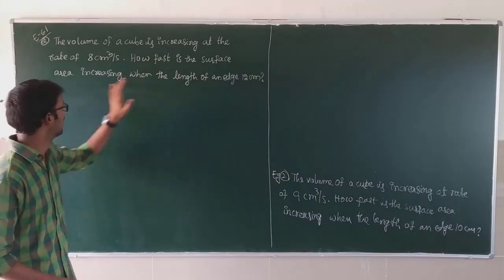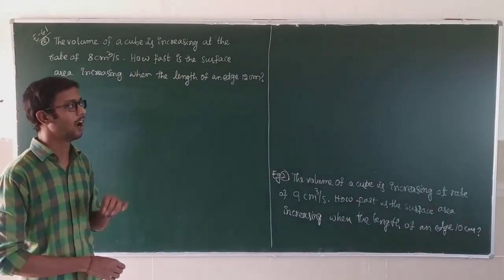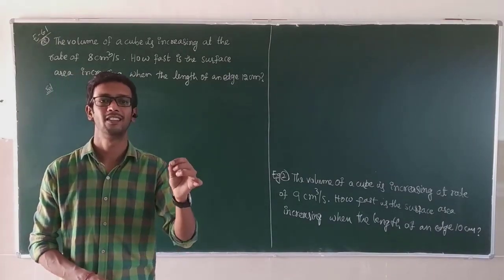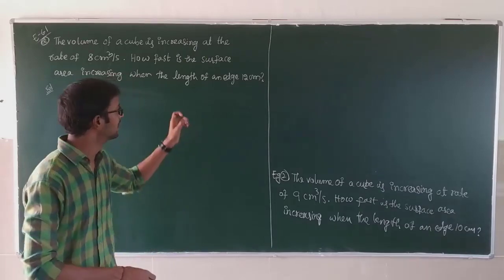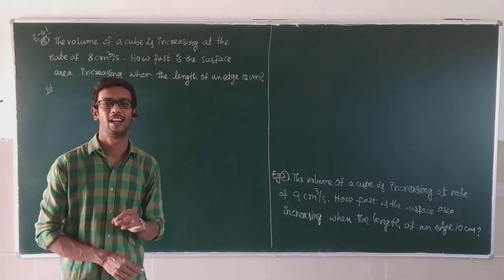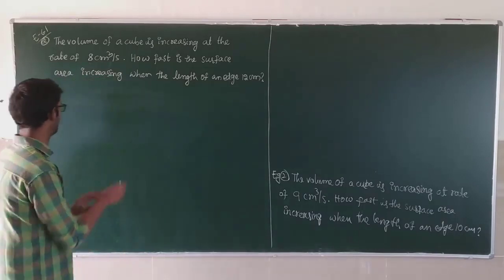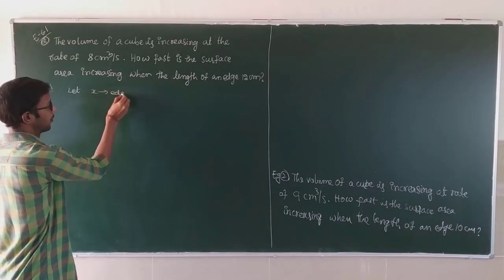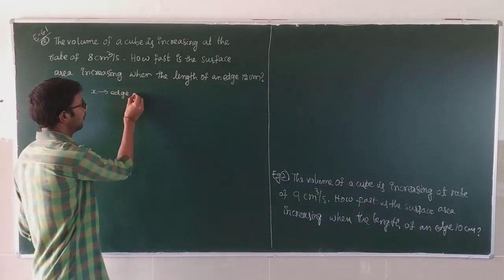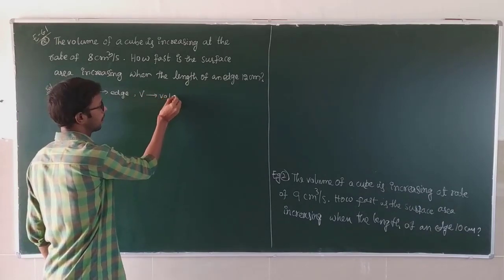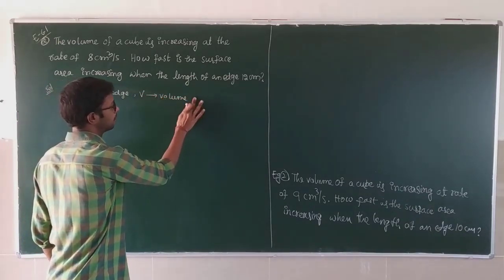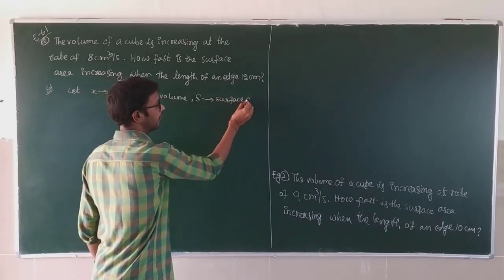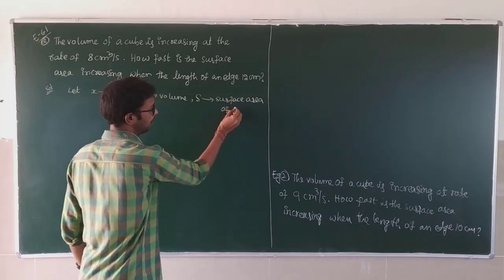How fast is the surface area increasing? Per second, volume is 8 centimeter cube increasing. Surface area how much increasing? Is asking how much surface area increasing. For that purpose, first you take let x is the edge of cube, V is the volume of cube, and capital S is surface area of cube.